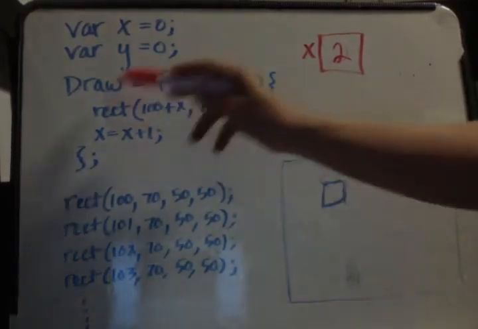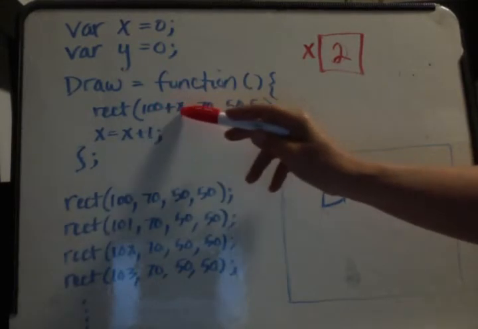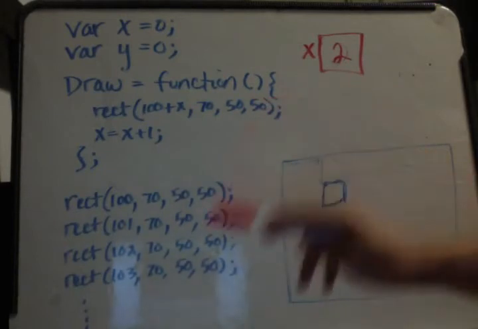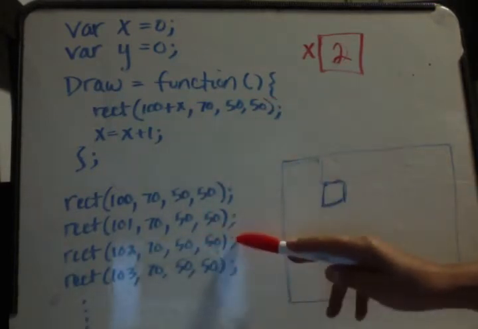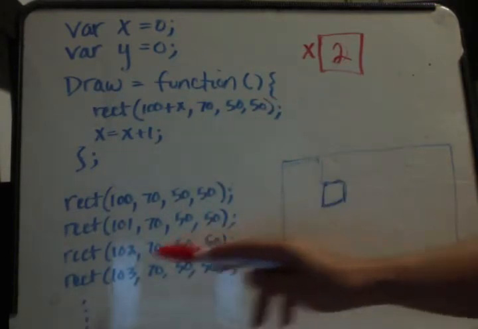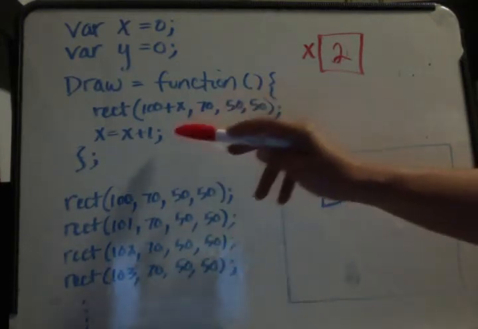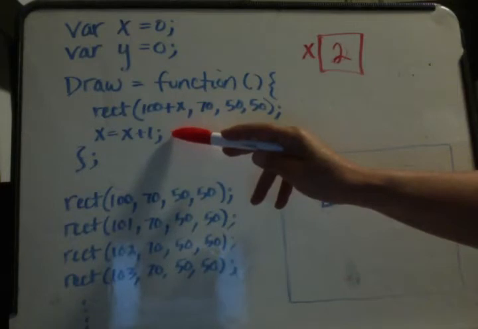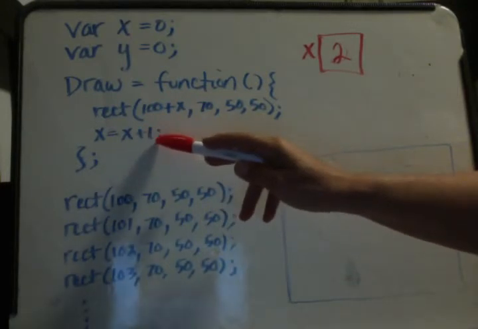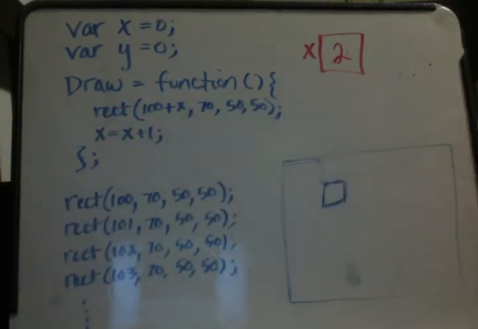And we come back around. 100 plus 2 is going to be 102, 70, 50, 50. So that's what I've written out here. That's the next statement that came out: 102, 70, 50, 50. And now we come back here again. x equals x plus 1. 2 plus 1 is 3. We change the value of x to 3.